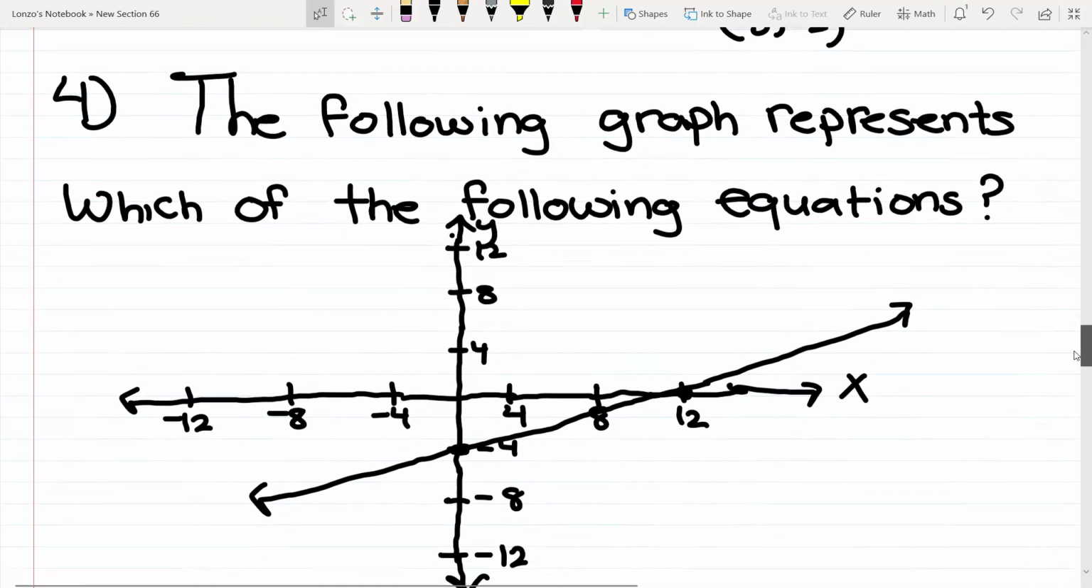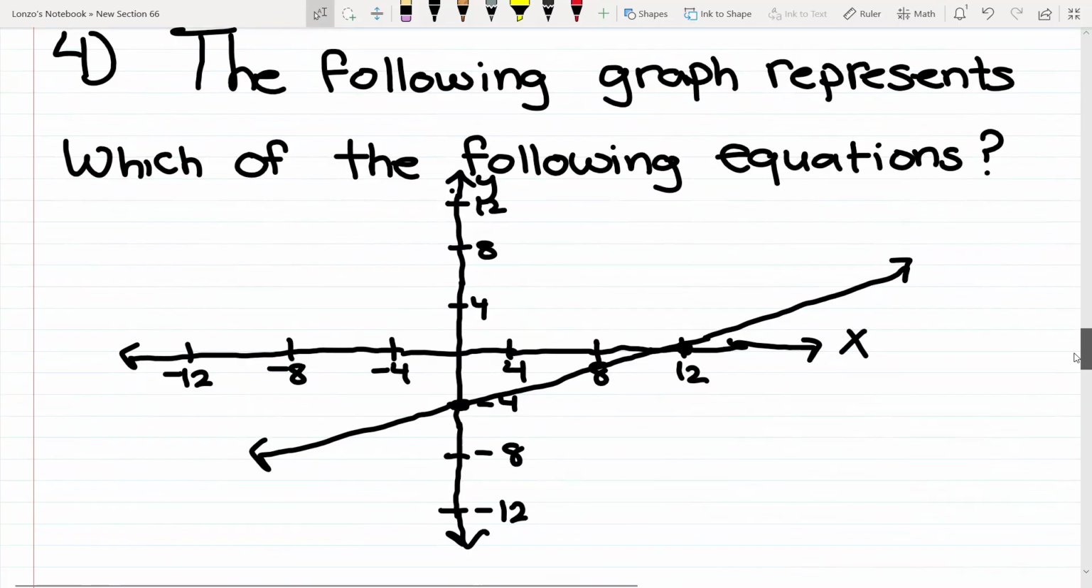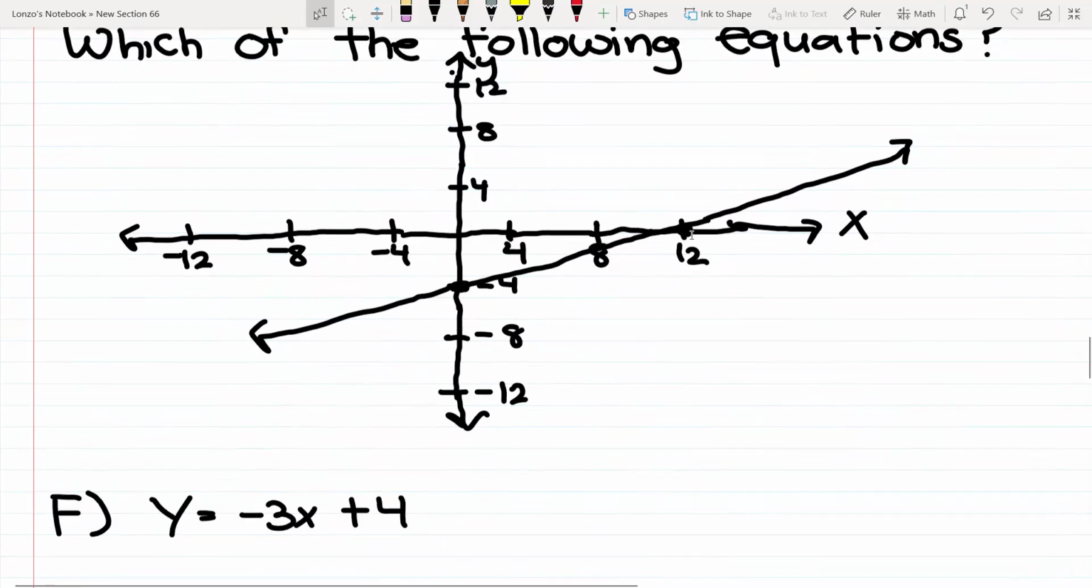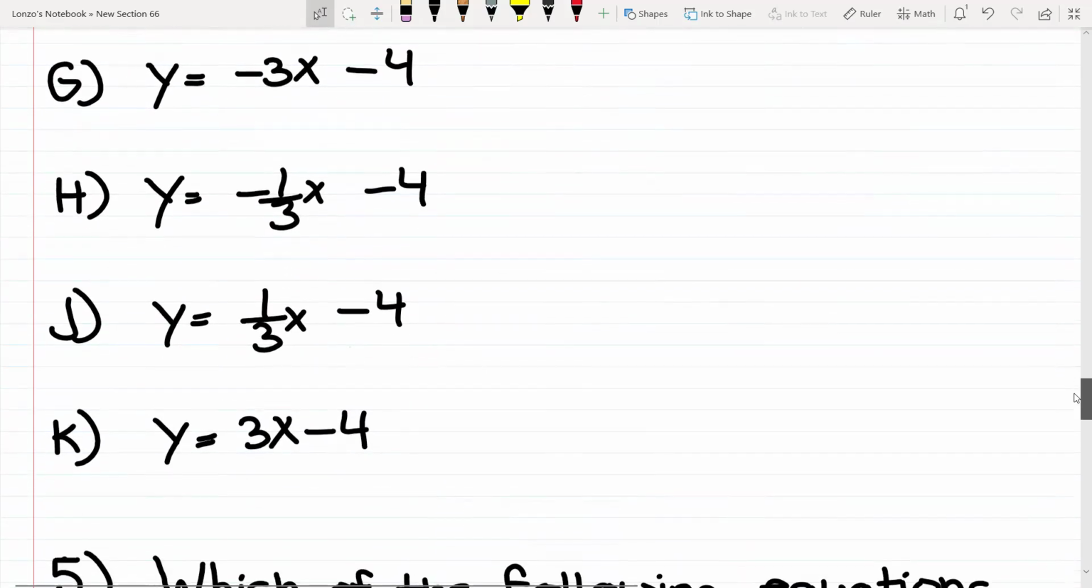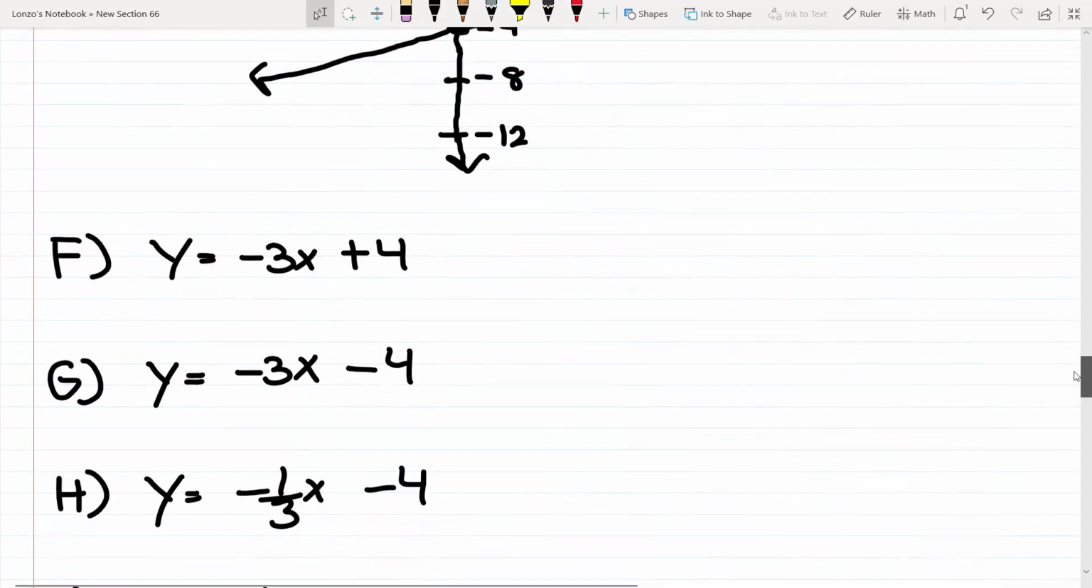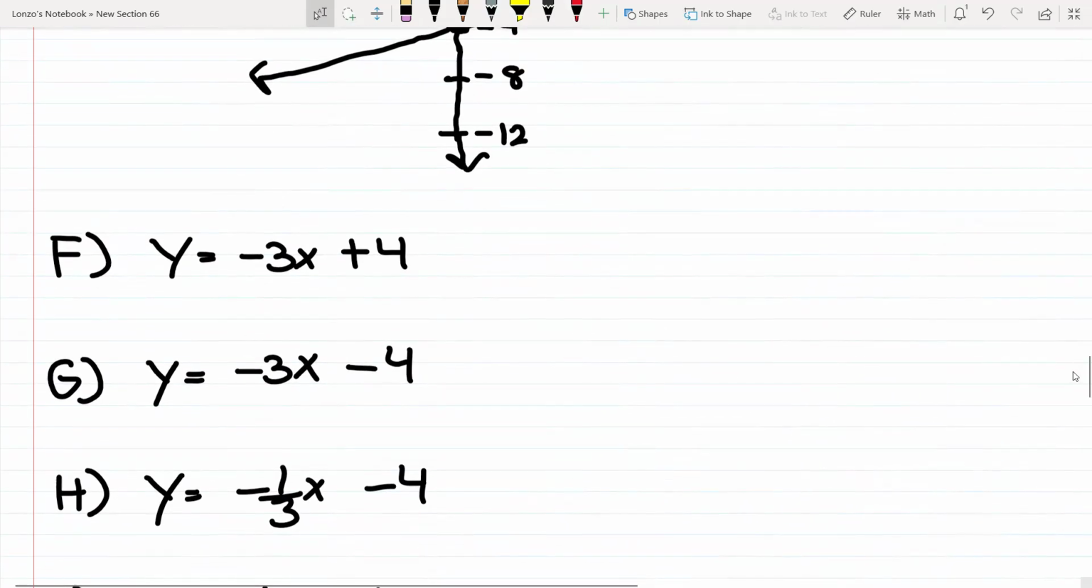Okay, question 4. The following graph represents which of the following equations? So you have a linear line, and if you look at this line very carefully, it goes through the x-intercept of (12, 0), and a y-intercept of (0, -4). So we've got to find the equation of the line of that graph. As you can see, if you look at all the choices F, G, H, J, K, they're all in slope intercept form. So that's what we're going to do.